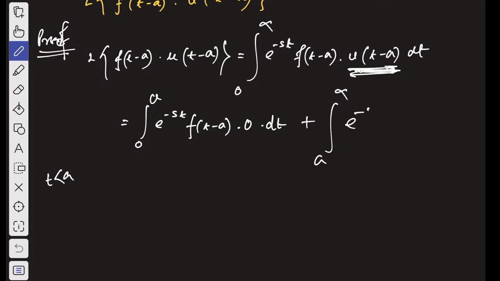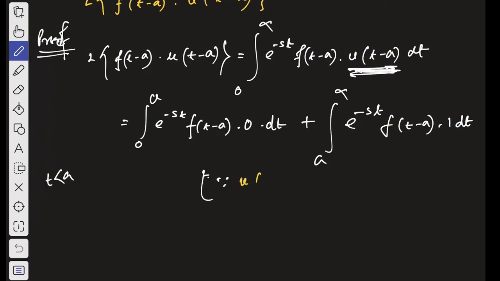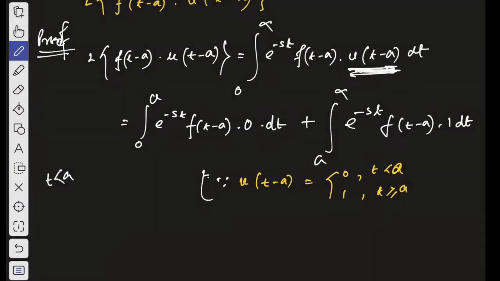So if the value of this unit step function is 1, we will get e to the power minus st f of t minus a into 1 dt, right? Since you can write that the unit step function of t minus a is equal to 0 when t is less than a, and it is equal to 1 when t is greater than or equal to a. So hope you have got it. So that is why we have got this result.